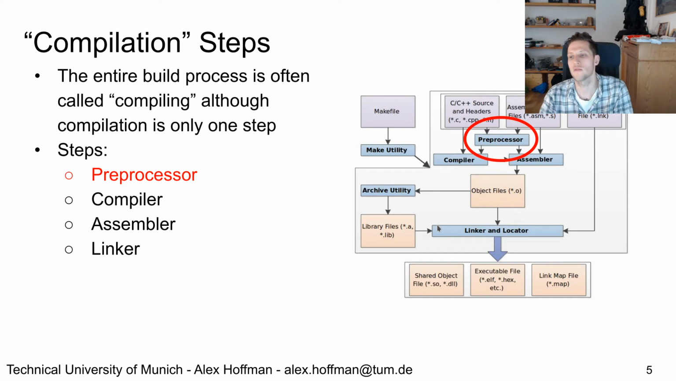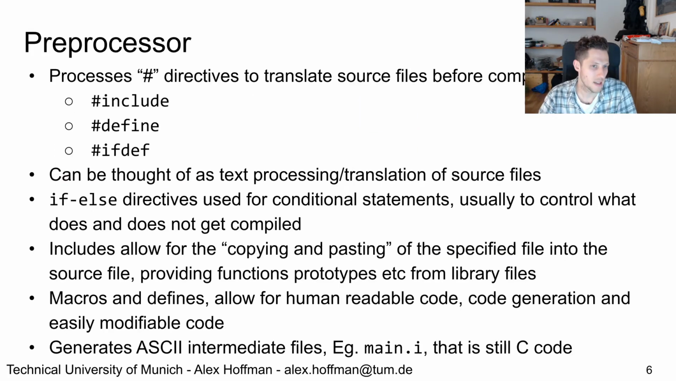As you can imagine, and from what the name implies, it happens at the very beginning, before the compilation. It pre-processes your ASCII source code files to make them ready for compilation. The C preprocessor actually does a number of different things.